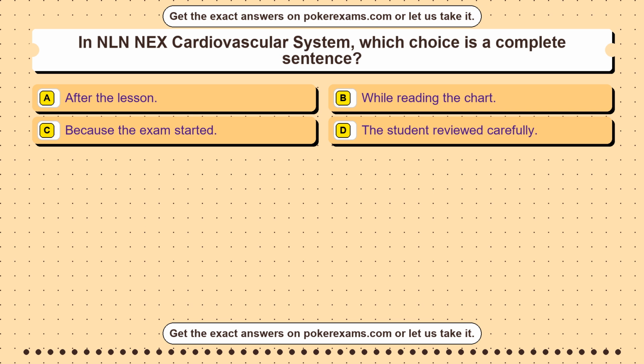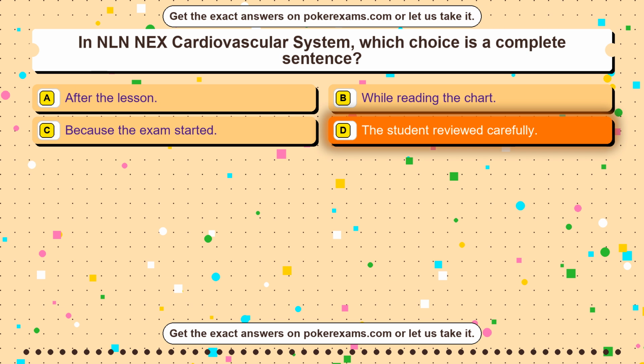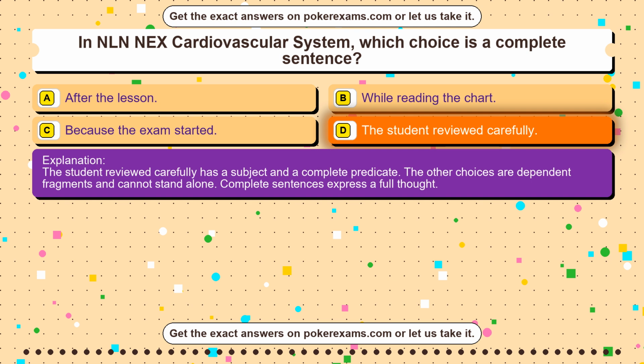Question 3. In NLN NEX Cardiovascular System, which choice is a complete sentence? Option A. After the lesson. Option B. While reading the chart. Option C. Because the exam started. Option D. The student reviewed carefully. The correct answer is option D. The student reviewed carefully. The student reviewed carefully has a subject and a complete predicate. The other choices are dependent fragments and cannot stand alone. Complete sentences express a full thought.